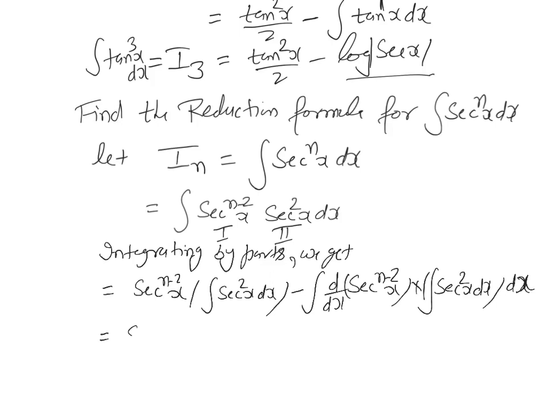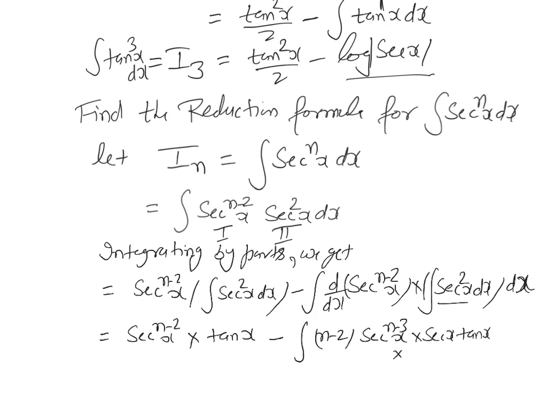Now I am going to put in these integral values. This integral is equal to secant^(n-2) x tan x minus (n-2) integral of secant^(n-3) x times secant x tan x times tan x dx, okay.